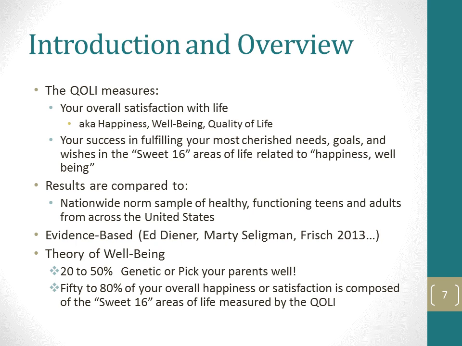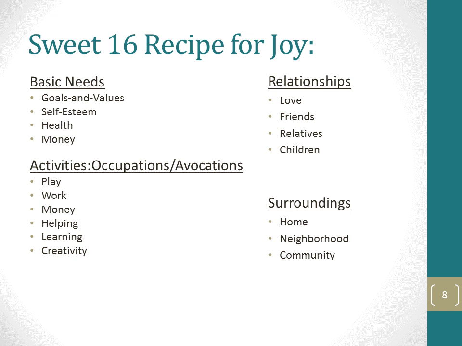And here are the sweet 16 in living color, so to speak. Here's a brief listing of them grouped by categories of basic needs, relationships. I call that the holy grail of happiness, very important. Occupations, avocations, surroundings, which include home, neighborhood, and community. There's some very detailed definitions for these in the Quality of Life Inventory instrument, and they will help you with treatment planning. But here's just a brief listing of the areas.